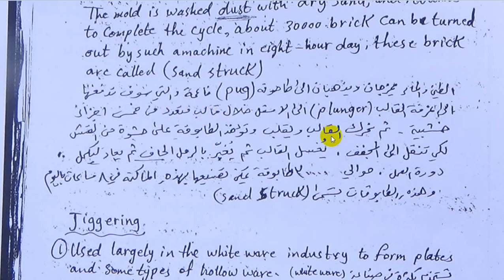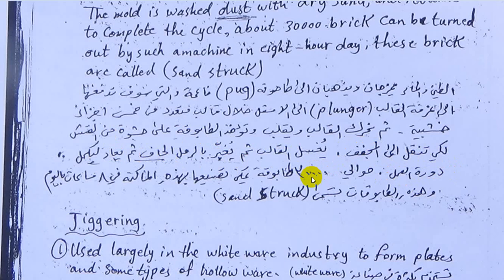Then the molds are moved and turned over, and the bricks are taken to a filler, in order to be transferred to the dryer. The mold is then washed and dusted with dry sand and returned to complete the working cycle.